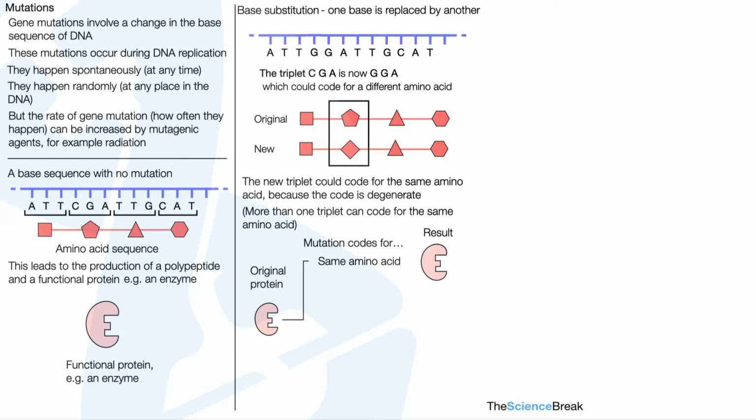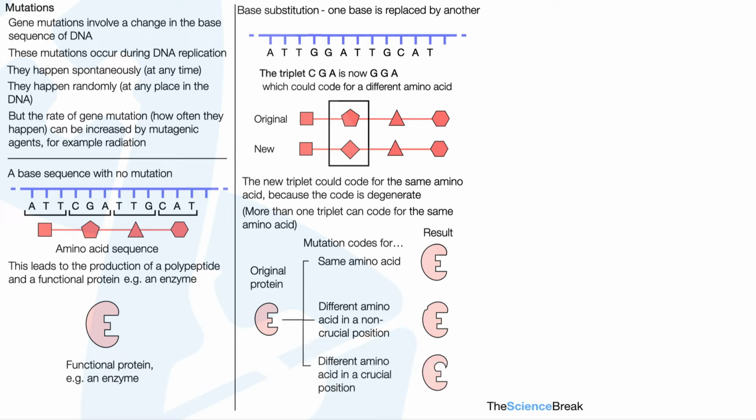There's no change. If it codes for a different amino acid in a non-crucial position, we might have a slight change in the structure of the protein, for example, in that little area there, but overall it doesn't change the performance or the action of that protein. We could have a different amino acid in a crucial position, for example, affecting the type of bonding that goes on, and that could have a significant change on the protein.